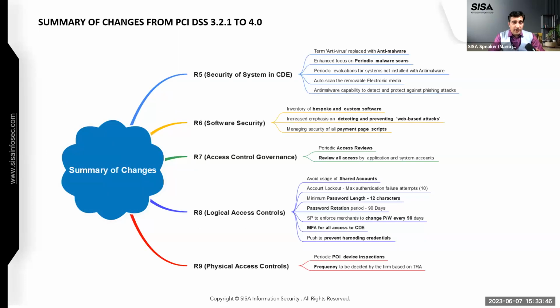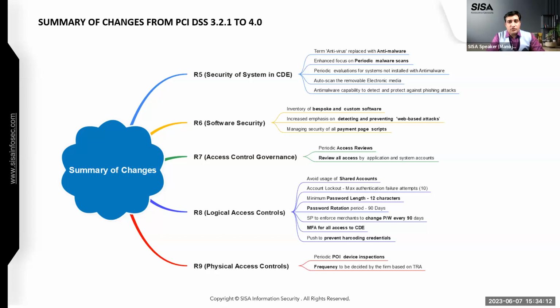So there are a lot of changes in requirement number 5 as well, which talks about security of systems. Earlier in 3.2.1, we used to call it antivirus. Now the name has changed to anti-malware, because we all know the way security software is enhancing. EDR solutions coming up, XDR, and all of those things coming up, right?